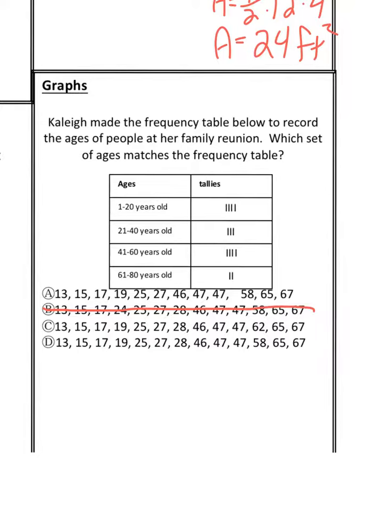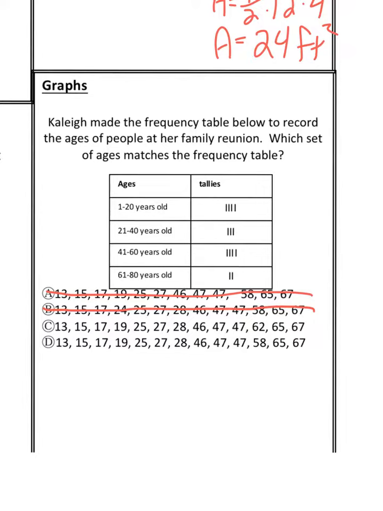Next one. C, we have 1, 2, 3, 4, could be C, and D, 1, 2, 3, 4. So now I'm going to check the next group, 21 through 40. So I'm going to eliminate any that don't have 3 numbers that are from 21 through 40. So this has 1, 2, because 46 is too high, so I can eliminate A. Next, we have 1, 2, 3, it can be C. And 1, 2, 3. It can be D.